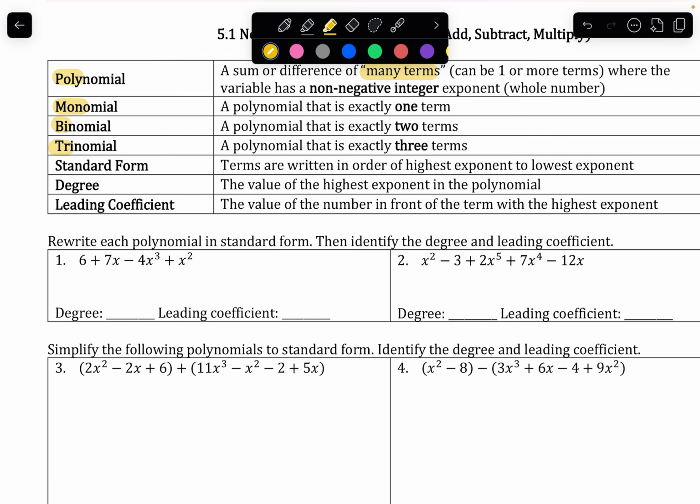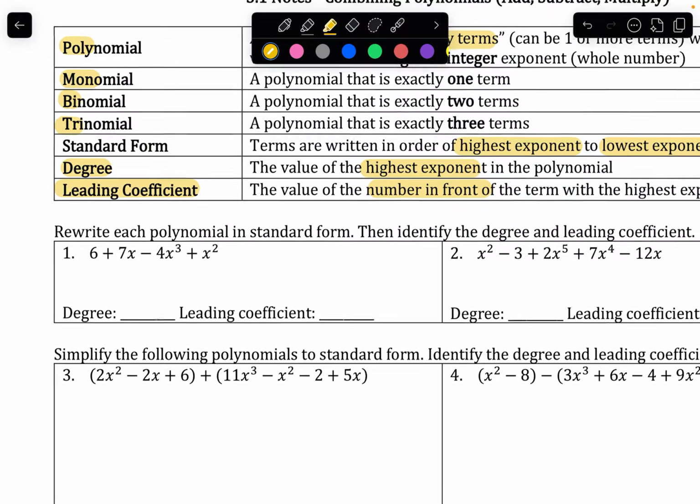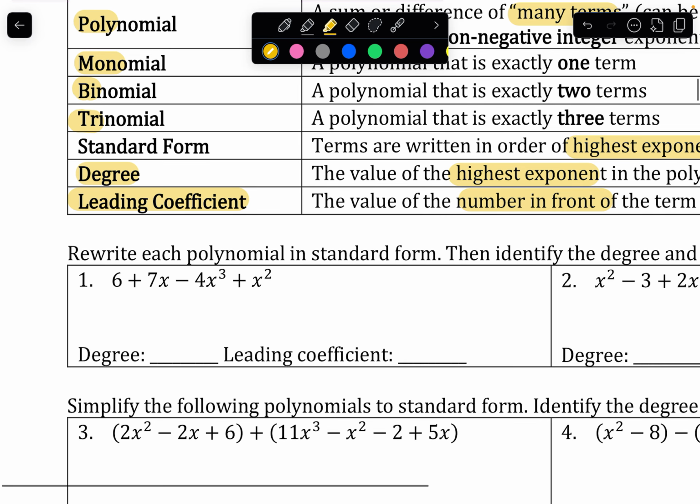Standard form is how we write all of our final answers, and it's from highest exponent to lowest exponent. That's very important. Once you have it in standard form, the degree will be the exponent of the first term, which would be the highest exponent. The leading coefficient would be the number in front of that term with the highest exponent. We care about the degree and leading coefficient because later in this unit, it's going to help us graph.